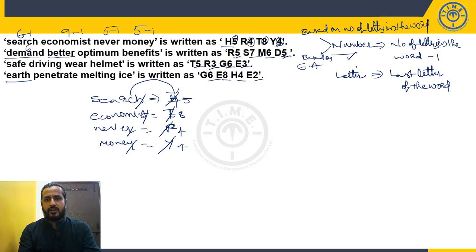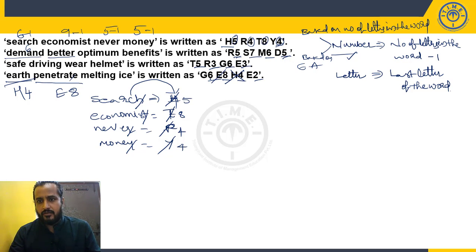That's it. Once you are able to identify the logic, questions can be answered very easily. Now, if you want, take it randomly. Earth. Earth is having 5 letters. So 5 minus 1, 4. Last letter is H. H4. Perfectly matching. Penetrate. He is having 9 letters. So 8. Last letter is E. E8. Perfectly matching. Right? Now, answer the given questions.